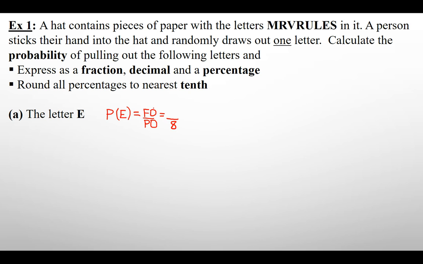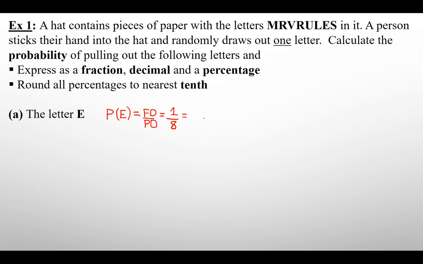Now, in terms of the number of favorable outcomes, how many ways can you actually get an E? Well, there's only one E in the hat, so the probability would be 1 over 8. Now, I also want to express this as a fraction, a decimal, and a percentage. So I have the fraction, it's 1 over 8.